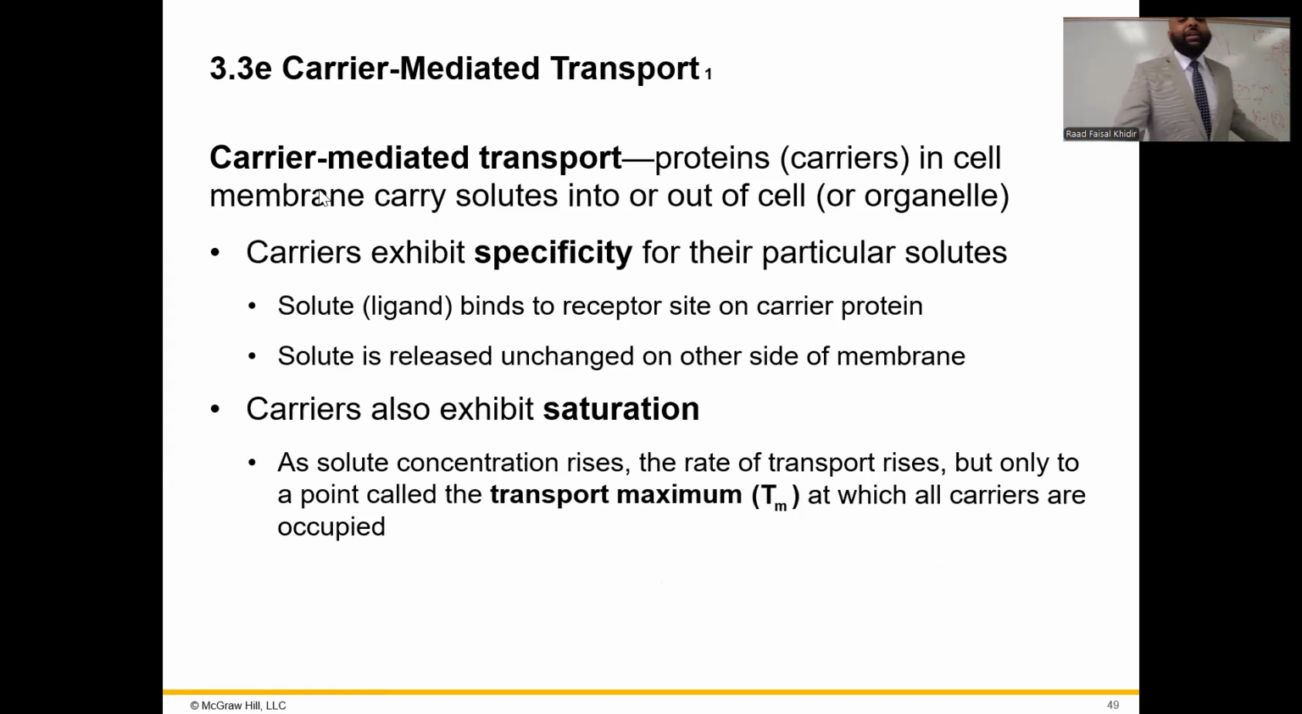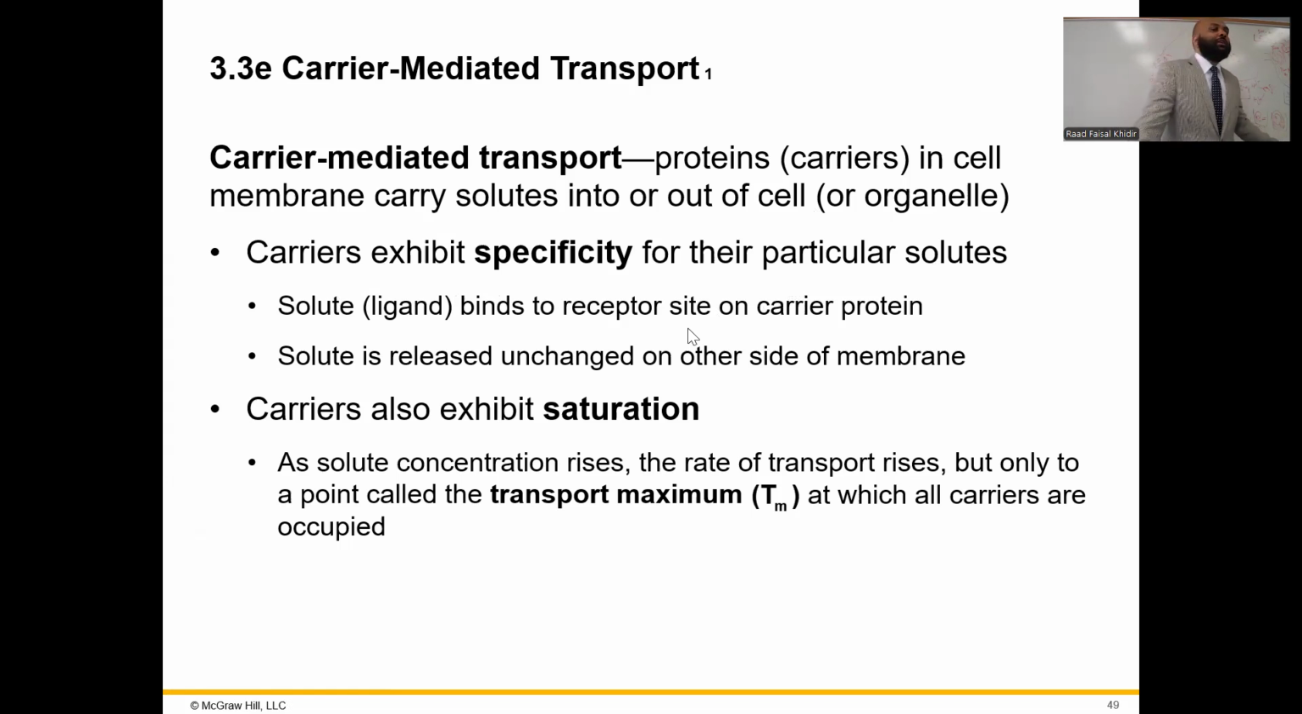Now, this is the carrier-mediated transport. Carrier proteins in a cell membrane carry solutes into or out of the cell. The carriers exhibit specificity for their particular solute. So the solute here is my ligand. It binds to a receptor site on the carrier protein, and the solute is released unchanged on the other side of the membrane. But the problem is carriers are proteins, and they have a transport maximum.